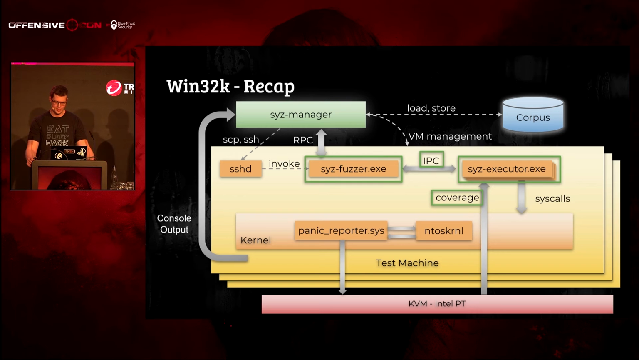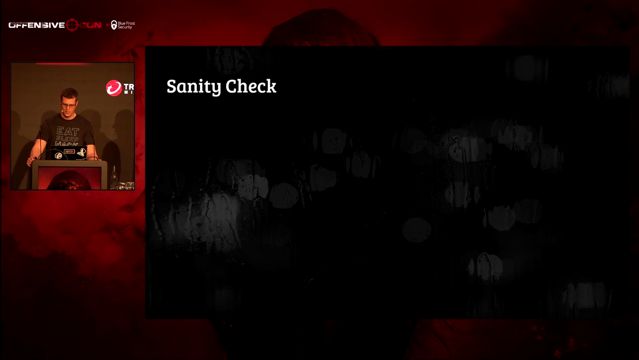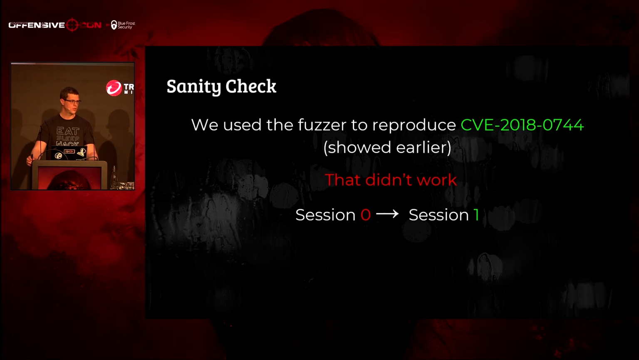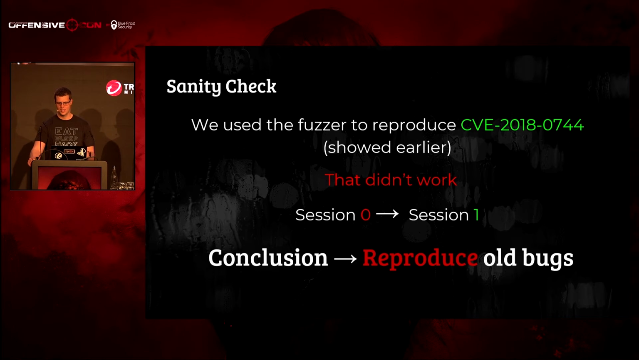So to recap, we modified the executor, we changed something in IPC, fuzzer, and coverage. We moved to a sanity check, where we tried to reproduce CVE-2018-0744, which we've seen earlier, but it did not reproduce. Turns out our fuzzer was running under session 0 and not under normal user session 1. We fixed this issue pretty quickly by moving the SSH server from being a service to being a normal startup program, but the main takeaway from that is it's important to test your fuzzers and make sure you reproduce known bugs, otherwise you're probably just wasting CPU.